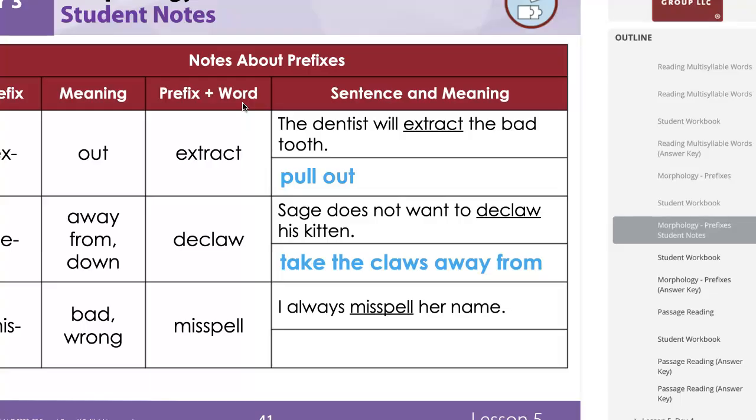And our last one, mis, bad or wrong. And our word is misspell. So if I always misspell her name, I always spell it what? Wrong. So that means that you spell something wrong. All right, you can pause the video here and allow the students to copy down their answers.